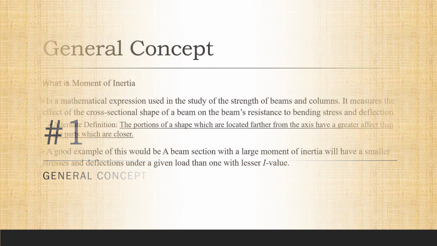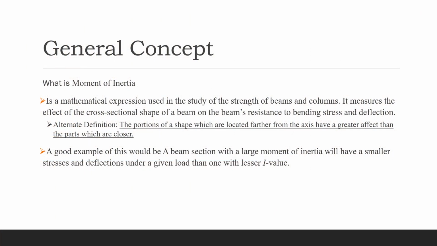So the first one is our general concept. You all may be thinking, what is moment of inertia? Moment of inertia is a mathematical expression used in the study of strength of beams and columns. It measures the effects of cross-sectional shapes of beams on the beam's resistance to bending, stress, and deflection.